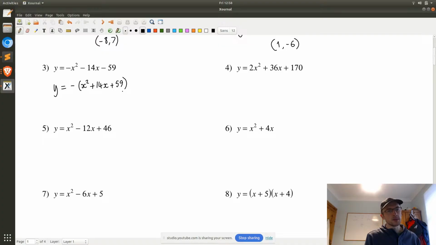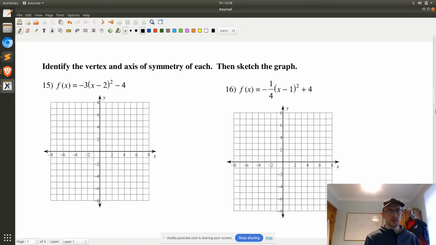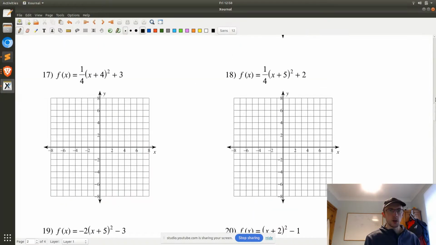59 is a prime number. But anyway, that's not relevant here. Square it out, you get negative 49. To get from negative 49 to negative 59, you take 10. So like that. Let's check if that's right. Okay.